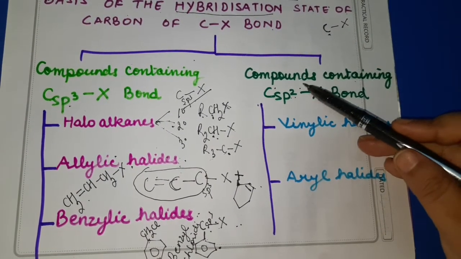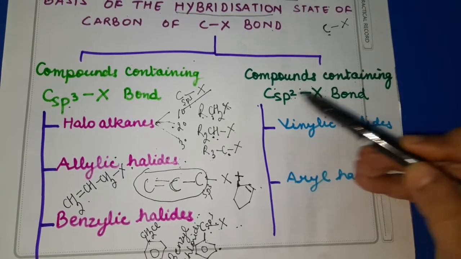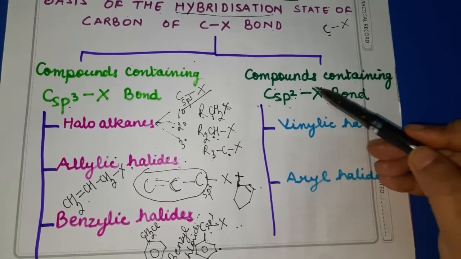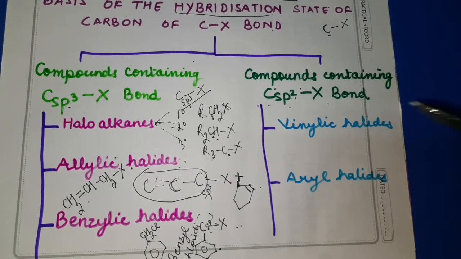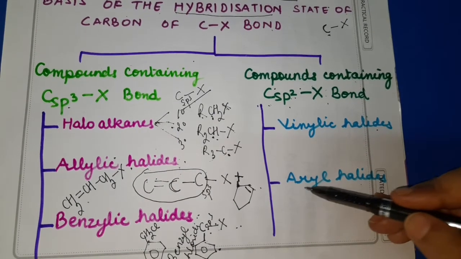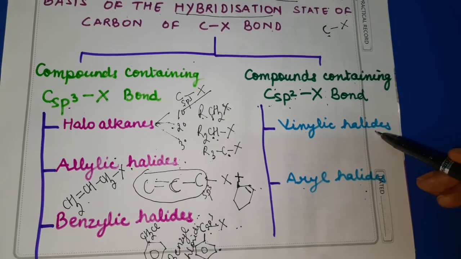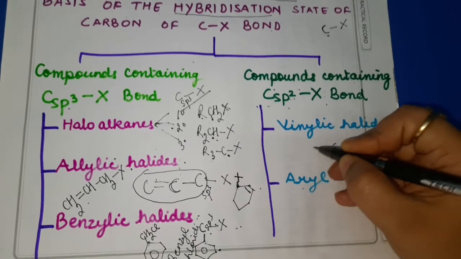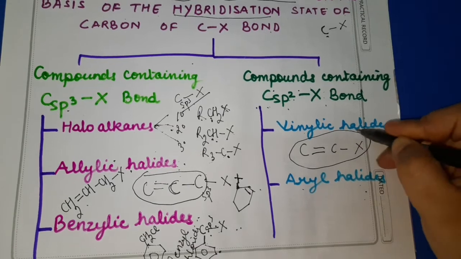The next class is the compounds containing a C-sp2-X bond, meaning X is attached to such a carbon, the hybridization of which is sp2. X is directly attached to the sp2 hybridized carbon. On that basis, dear students, we have two types of compounds, vinylic halides and aryl halides. What is the meaning of vinylic halide? Vinylic halide means X is attached directly to a doubly bonded carbon. This situation is called vinylic halide.